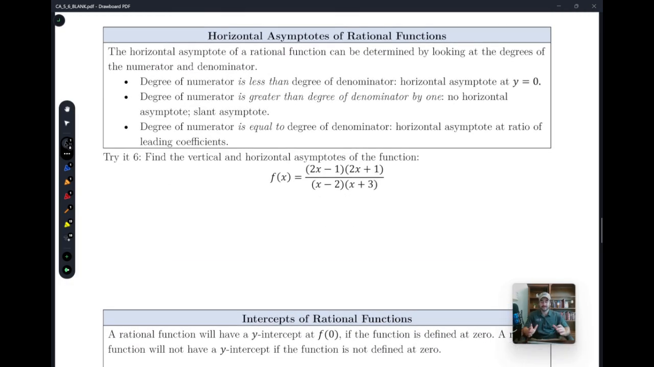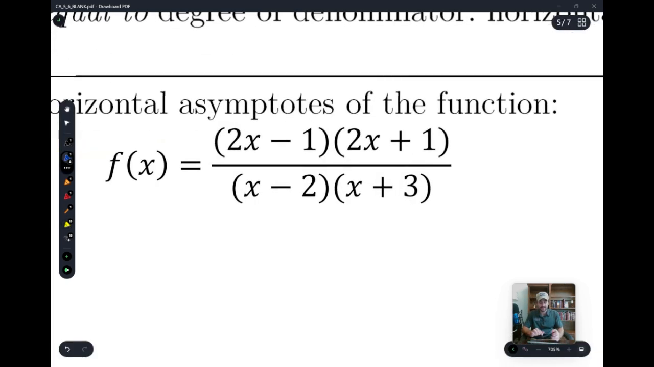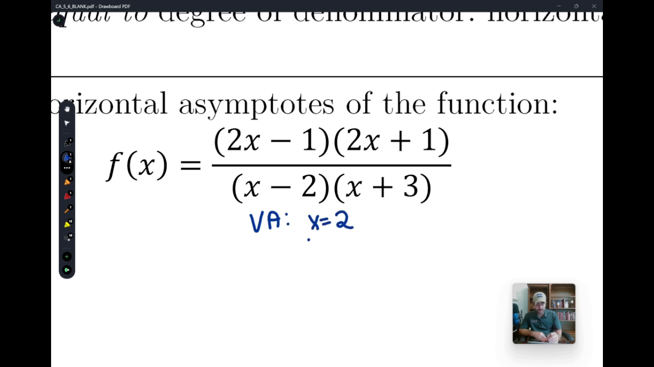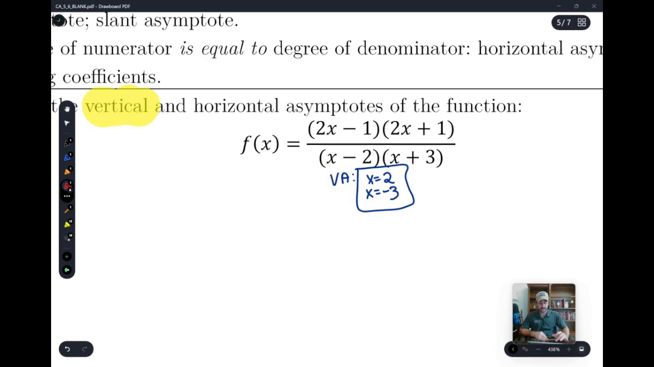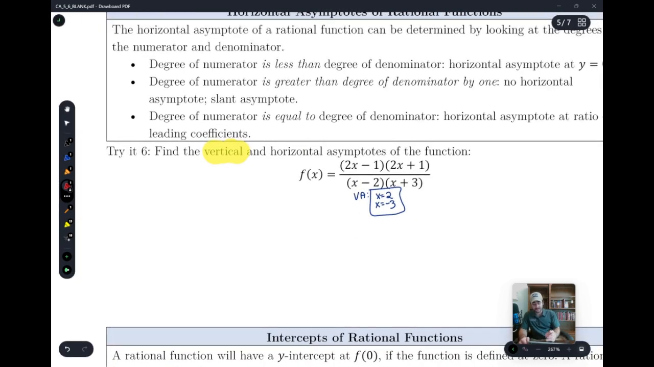Horizontal asymptotes. This is a fun one. Horizontal asymptotes has a little extra step, a new algorithm that we have to look through. It asks us for vertical though, so as a little review, let's go ahead and find vertical asymptotes. Does anything cancel out? Nope, all those are different. And so we know our two vertical asymptotes are x equals 2 and x equals negative 3. Remember, those are going to be straight up and down lines where it looks something like this. We don't know exactly what it looks like, but we know there's a vertical asymptote that splits at 2 and negative 3.